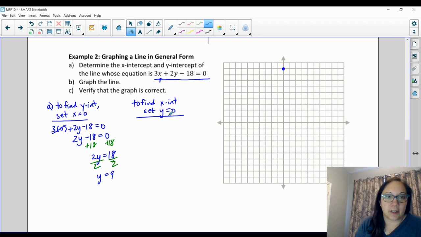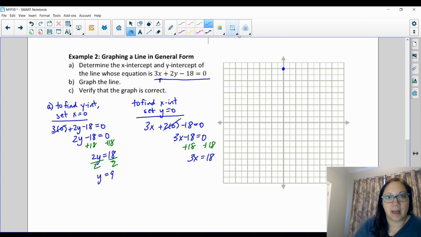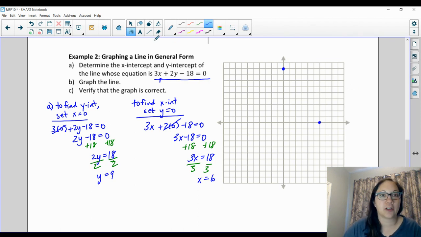Now I'm going to find the x-intercept. So I'm going to set y equal to 0, and that becomes 3x minus 18 is equal to 0. I'm going to add 18 to each side. It's looking similar to what I did last time. Then I'm going to divide each side by 3, so I end up with x is equal to 6. 1, 2, 3, 4, 5, 6. So there's my x-intercept. Now 2 points is enough information to draw a line.